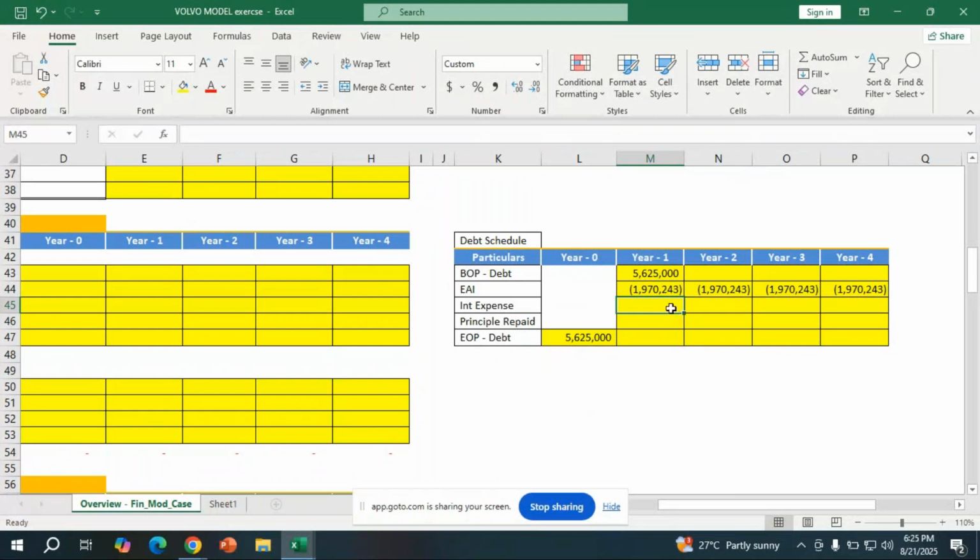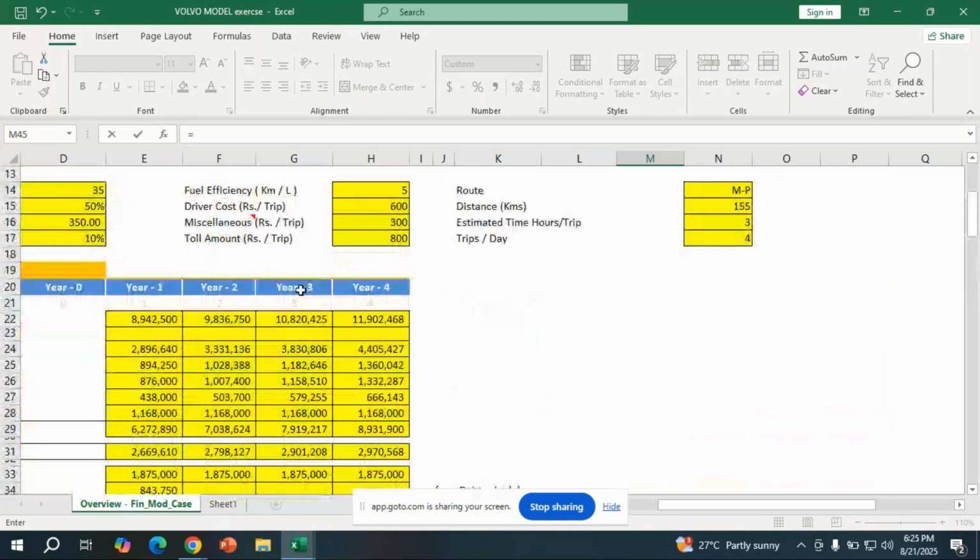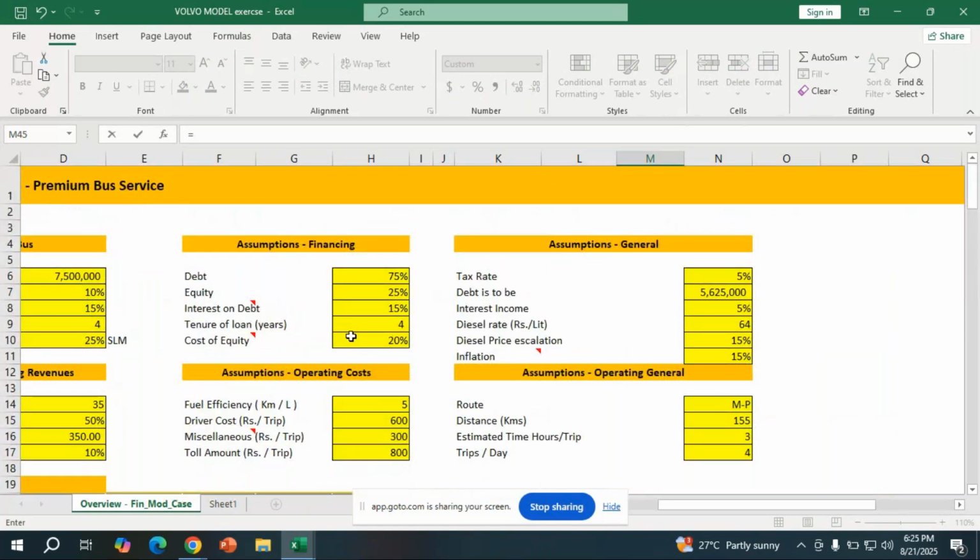Now, interest expense, how do you calculate it? Equals to, how do you calculate the interest expense? Your loan amount into the interest rate. So, what is your loan amount? This is your loan amount. And now you can do one thing. You can select this or you can select how you used to do it earlier. I'll take you in that way. Your loan amount is this, correct?